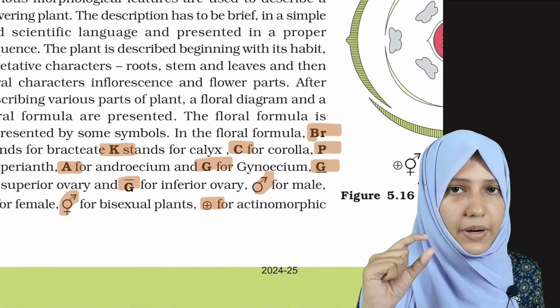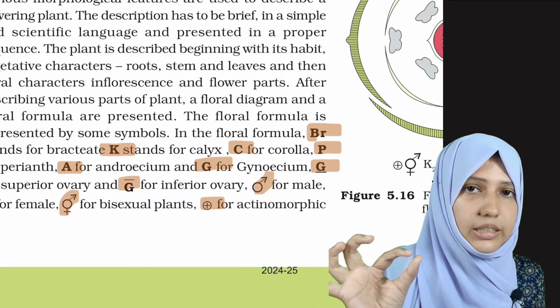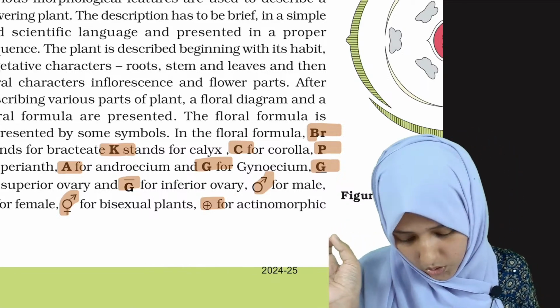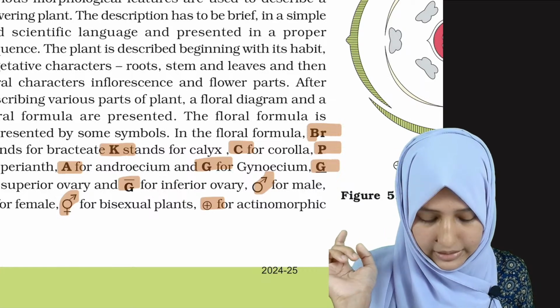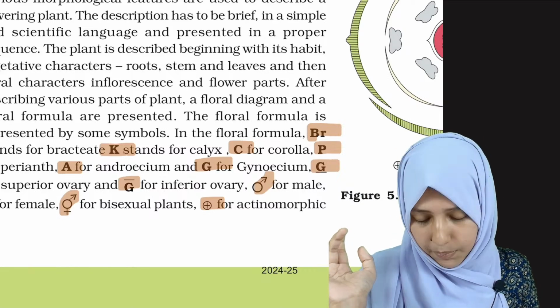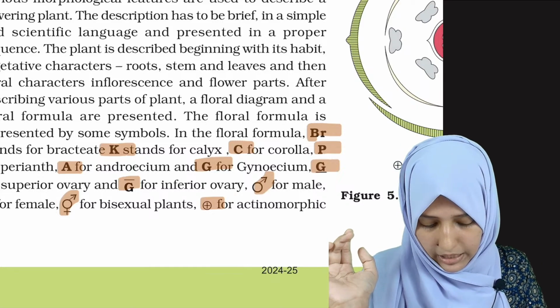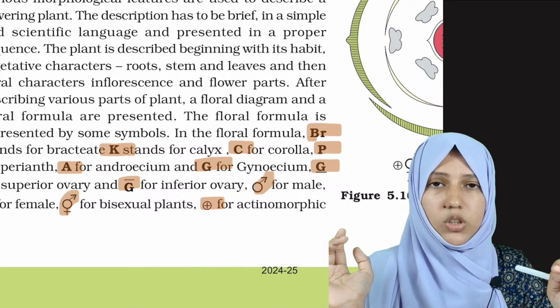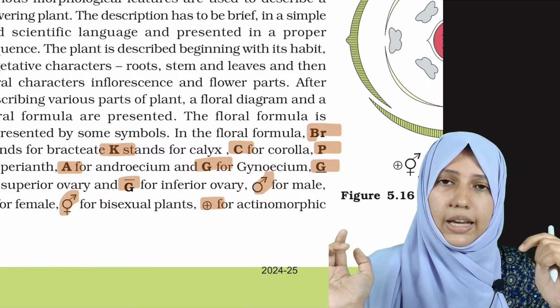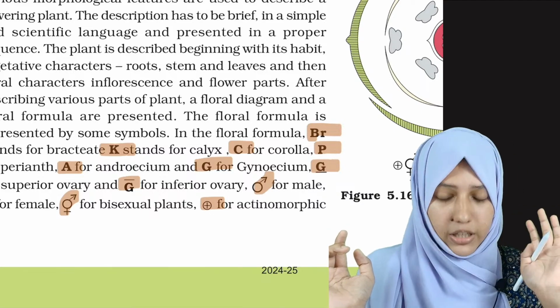So BR means bractate. What is a bract? It is a reduced leaf-like structure. Now K stands for calyx, C stands for corolla, P for perianth, A for androecium, G for gynoecium, and if there is a line below the G, then it is a superior ovary. If the line is above G, then it is an inferior ovary.